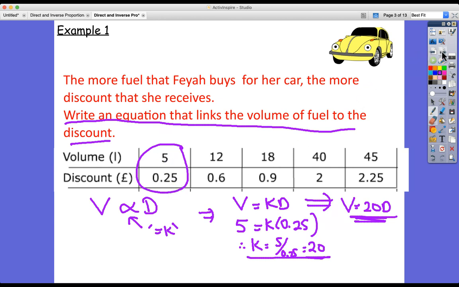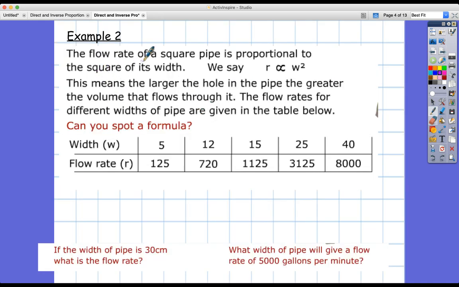Now let's look at a bit more of an involved example. Example 2. The flow rate of a square pipe is proportional to, there's those words, and there's the proportionality sign, the square of its width. We say that R is proportional to the width squared. This means the larger the hole in the pipe, the greater the volume that flows through it. Well, that would be logical. The flow rates for different widths of pipe are given in the table below. Can you spot a formula?